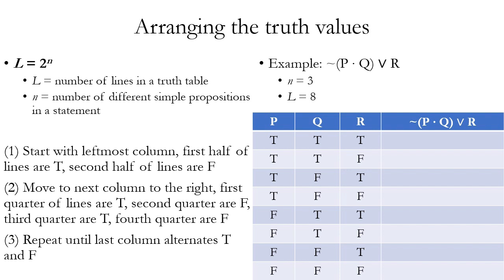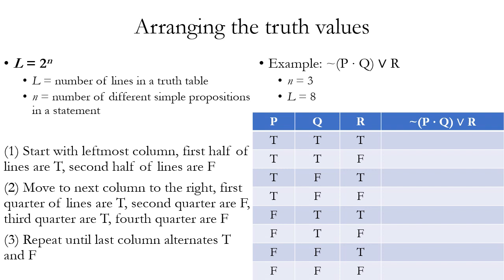So the first rule is to start with the leftmost column, in this case under P, and the first half of the lines are given the truth value T, or true, and the second half of the lines are given the truth value F, or false. And then the second rule is to go to the next column to the right and basically divide the number of T's by 2 before flipping to F. So in this case, we had 4 T's on the leftmost column. When we move to the column to the right under Q, that means we're going to have 4 divided by 2 equals 2 T's before we switch to F, and then we keep switching until we finish that column of the table.